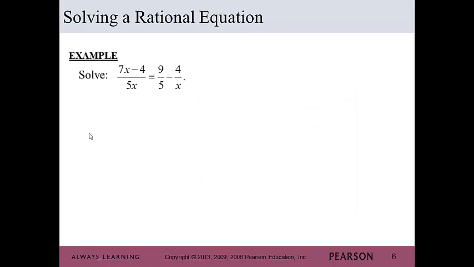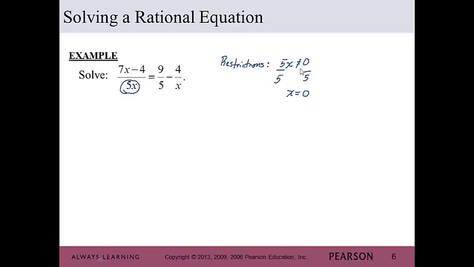So let's practice some. So we have 7x minus 4 divided by 5x equals 9 divided by 5 minus 4 over x. Well, the first thing we're going to do, off to the side, we're going to list the restrictions. So look at each denominator. This one says 5x. So I'm going to say 5x equals 0. So, solve for x by dividing by 5. So you're saying x equals 0.